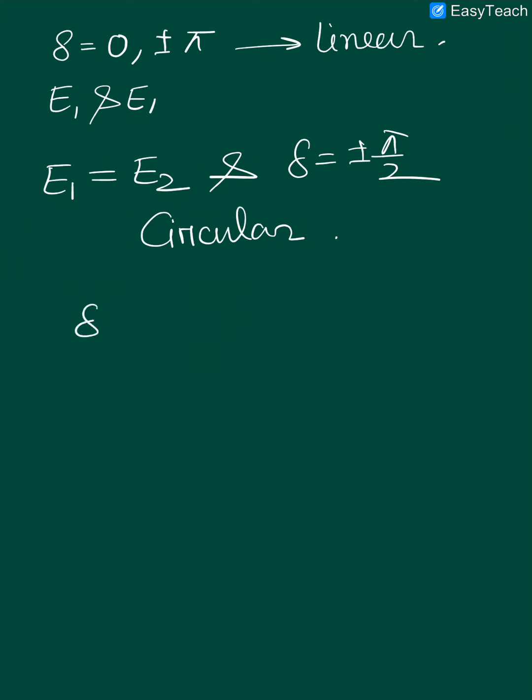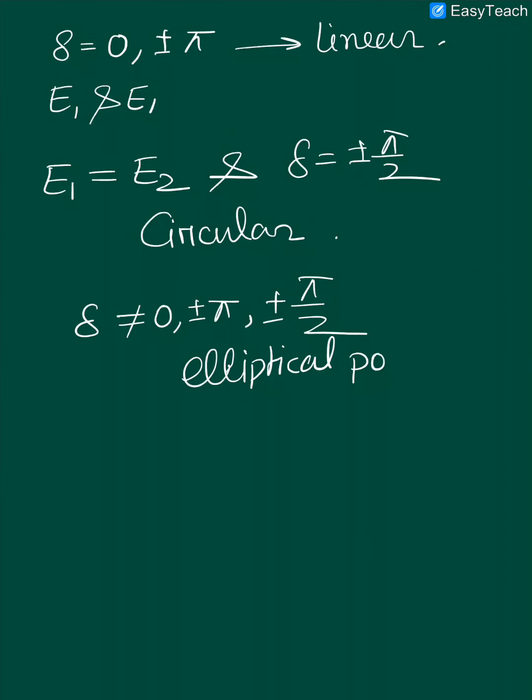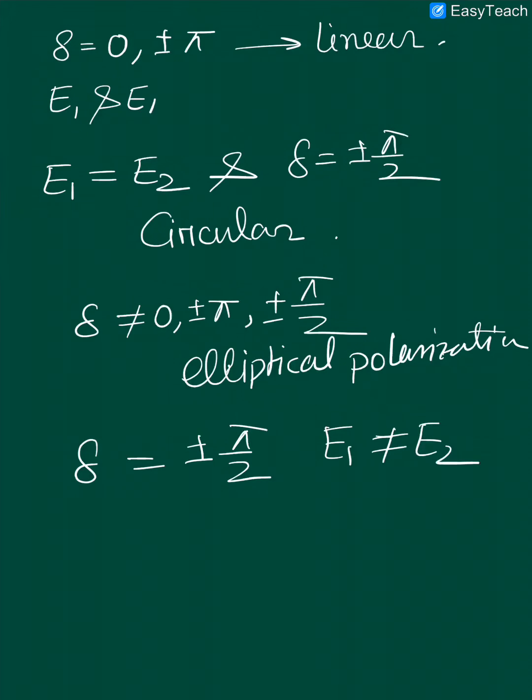And if your delta is not equal to 0, plus minus pi, and not equal to plus minus pi by 2, in that case you will have elliptical polarization. And another condition, if delta equals plus minus pi by 2 and E1 not equal to E2, in that case also it is elliptical polarization.